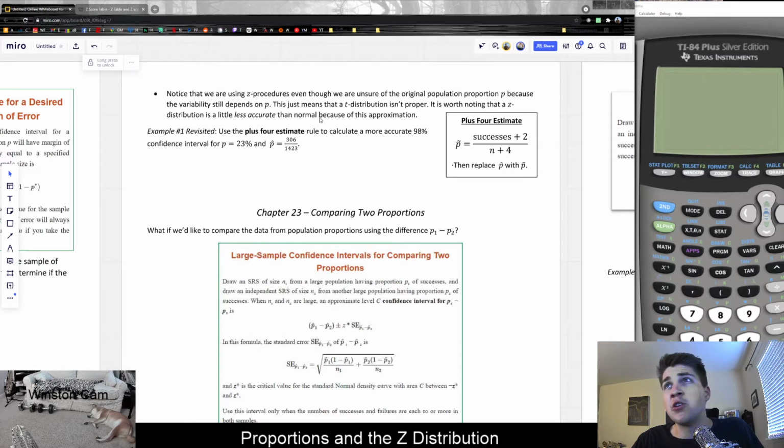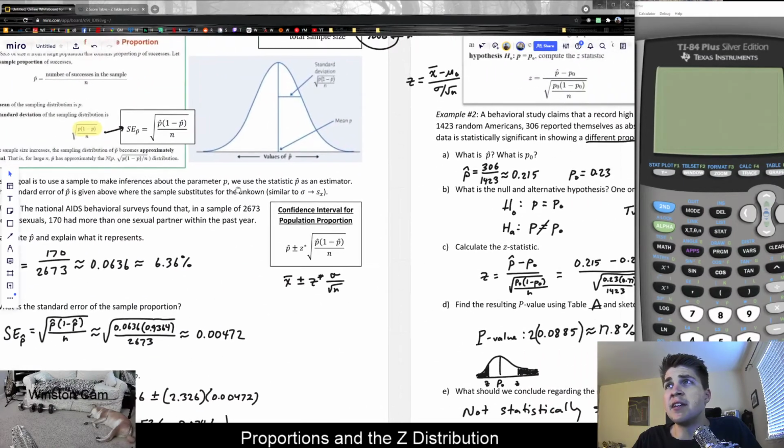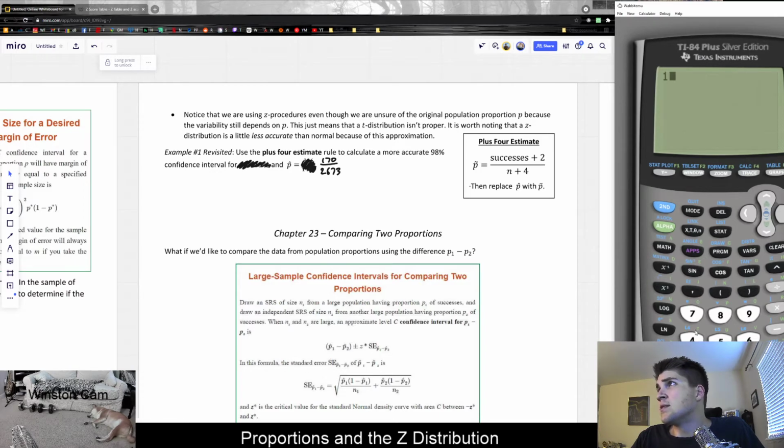Let's just take a quick peek at how you could actually do this. Example 1 revisited says, use the +4 estimate rule to calculate a more accurate confidence interval for this scenario. Here again, it says p is equal to 23%. This doesn't make sense here. That would be the claim of the population, but we had a sample. Actually, this was not example 1. In example 1, we had 170 out of 2673. So let me fix that. Our p hat before was 170 divided by 2673.